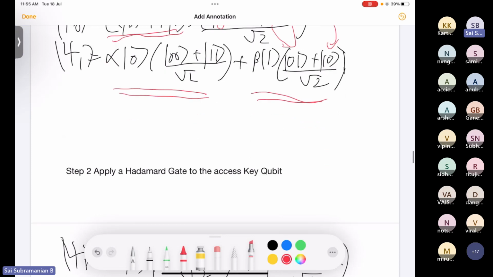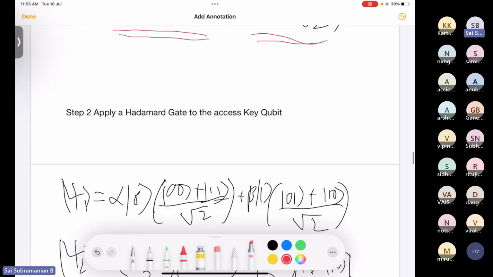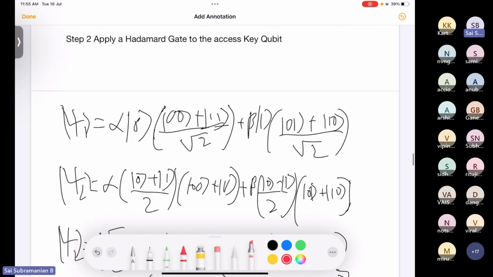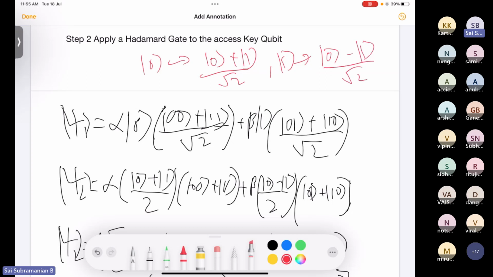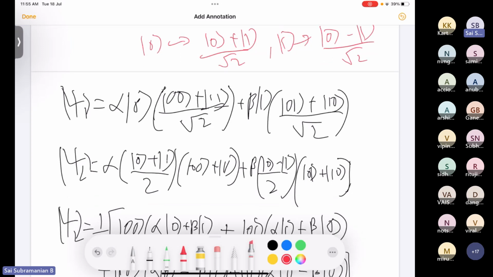Now step 2, we apply a Hadamard gate to the access qubit. So what is the Hadamard gate? Hadamard gate takes 0 to 0 plus 1 by root 2 and it takes 1 to 0 minus 1 by root 2. So this is the Hadamard gate and we are applying it on the access qubit. So alpha times 0 goes to alpha times 0 plus 1 by root 2. Beta times 1 goes to beta times 0 minus 1 by root 2. The 2 qubits, qubit 2 and qubit 3, remain completely unchanged through this. Okay.